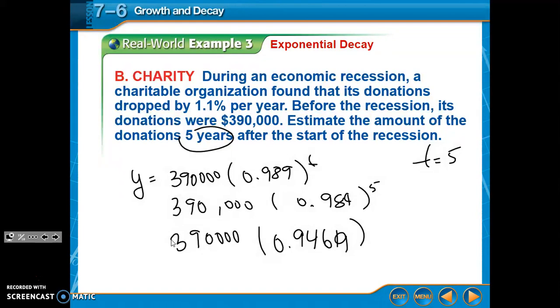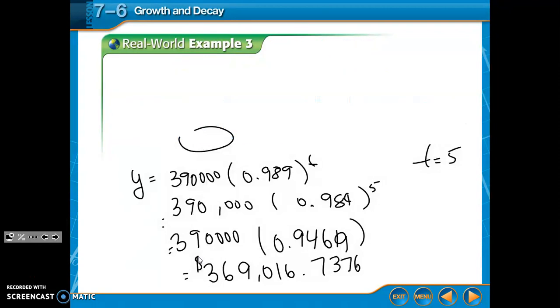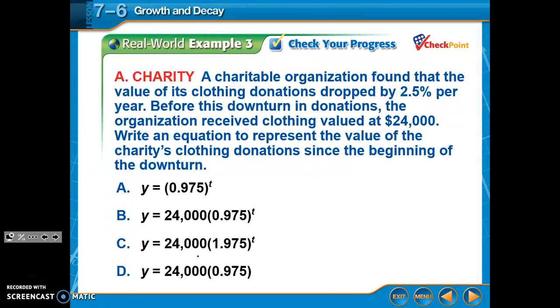So the last thing we're going to do is now we're going to do the multiplication. Make sure when you guys are doing these problems, you're paying close attention to the order of operations. You do the powers first and then you multiply. Okay, so this becomes 369,016.737. Okay, so here we can see that if they used to be $390,000 per year, now it's only about $369,000 per year. So you can see that the amount of donations is decreasing because people are making less money, which makes sense. Okay, so you guys give this a try and then you guys are done.